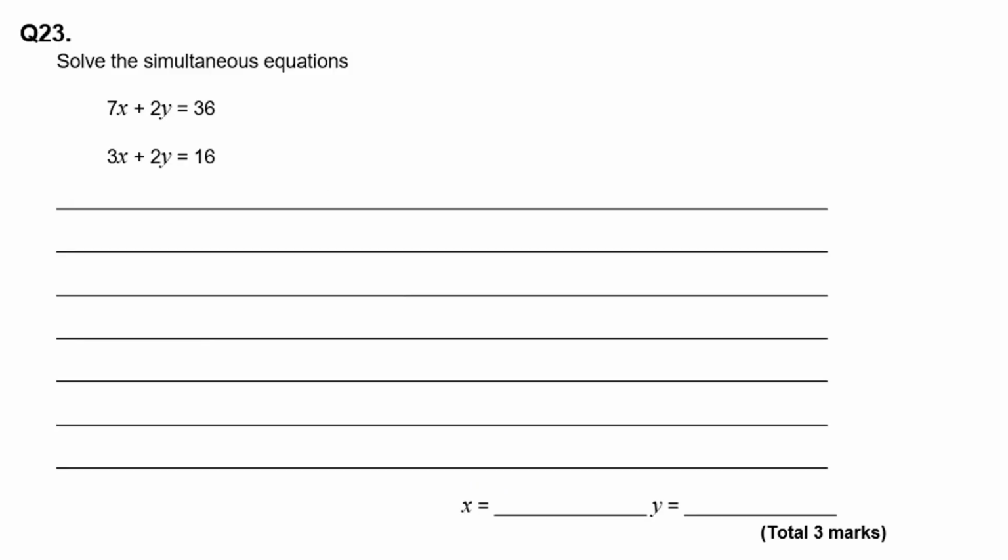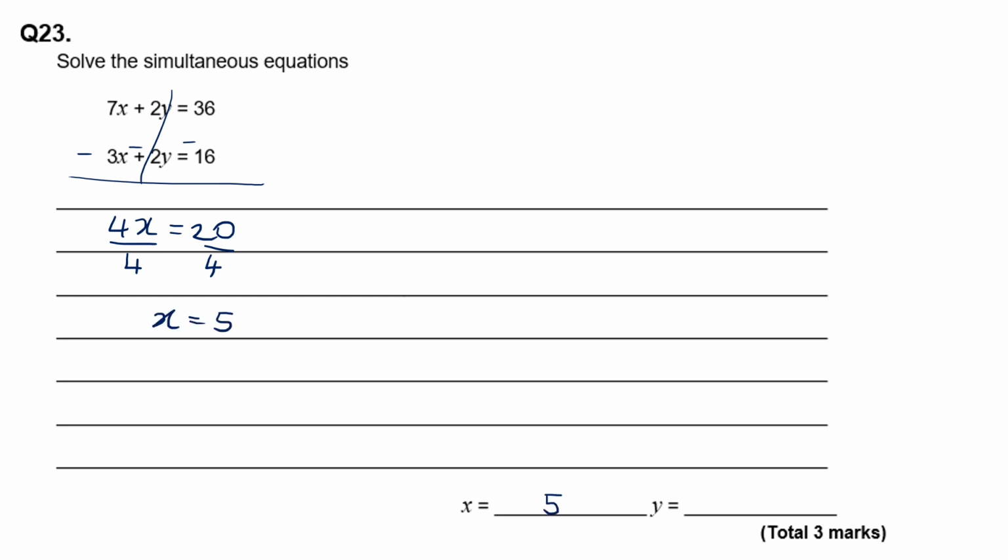Question 23, solve the simultaneous equation. So with this simultaneous equation question, 2y and 2y are the same. So the two terms are the same. So what we can do is we can check the signs. They're both positive. That means we will be able to take them away. So when we take them away, that's going to give us 7x take away 3x is going to give me 4x. 2y take away 2y is going to disappear. That's gone. And 36 take away 16 is 20. We then divide both sides with 4 to get x to be 5.